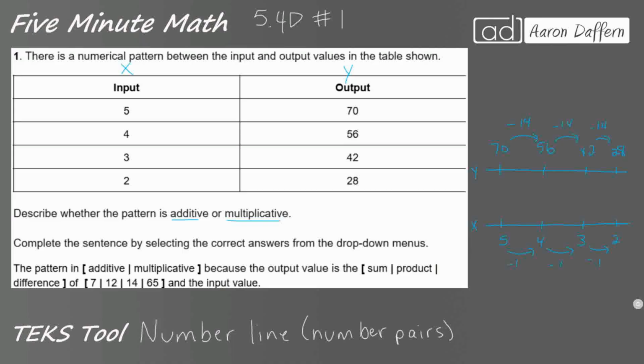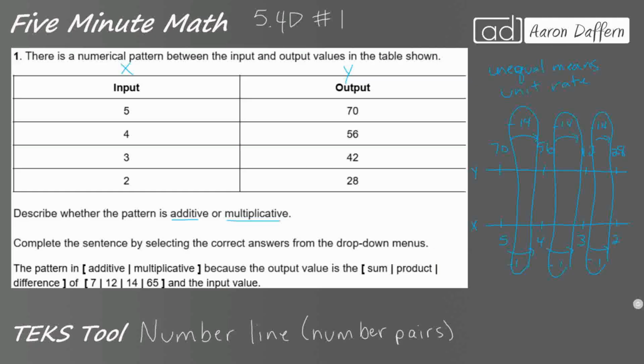So take a look at this. Every time we go down 1 on the x, we go down 14 on the y, or the output. And we do have a consistent change here. Minus 14 on y to minus 1 on x all the way across. And so if these were equal, if they were both minus 1 or both minus 14, that would be additive. But since this is unequal, 14 versus 1, it means we are dealing with a unit rate. That means we're dealing with multiplication.